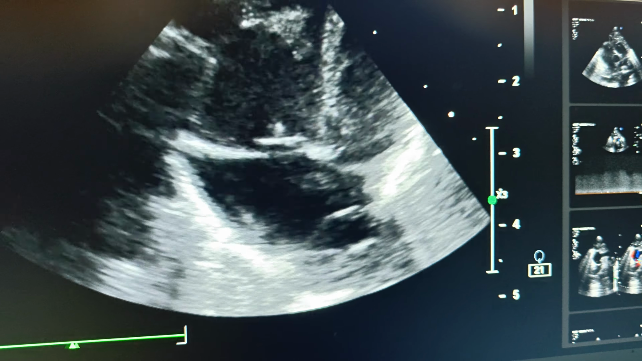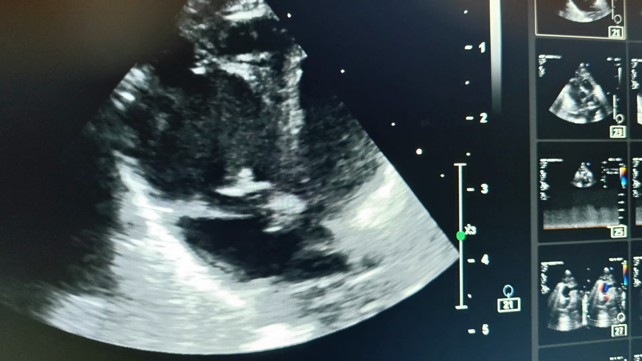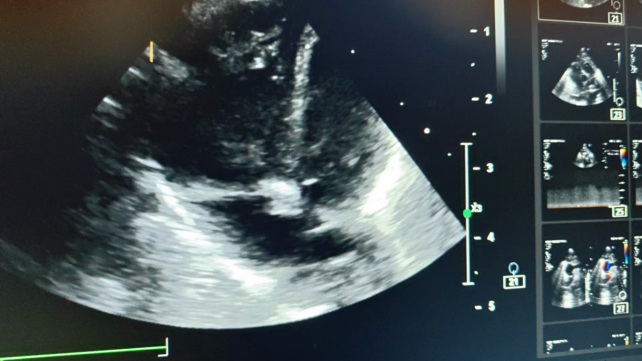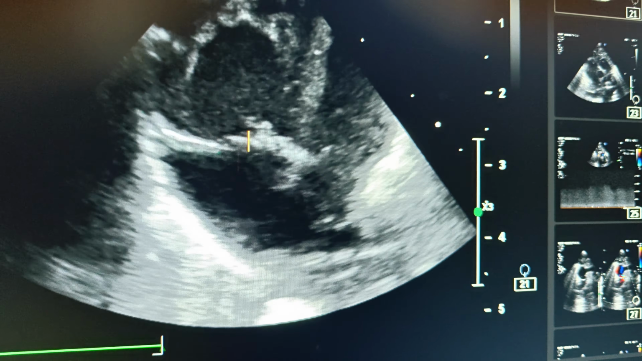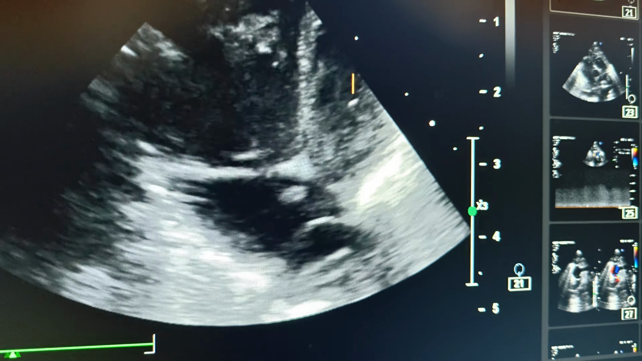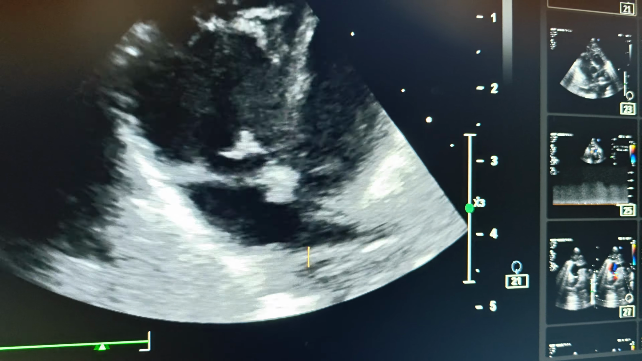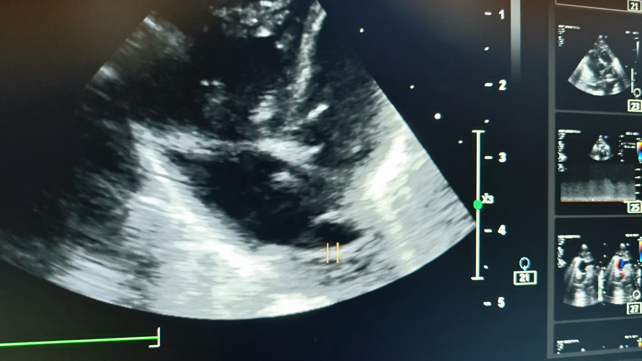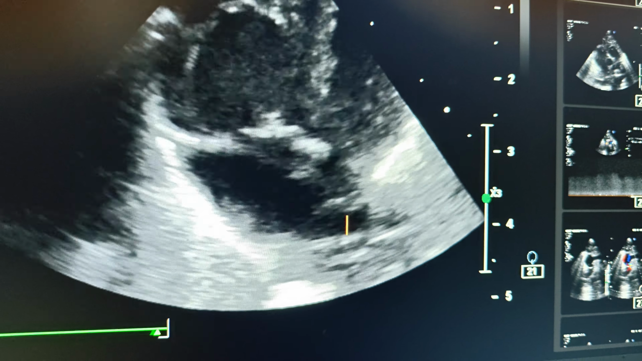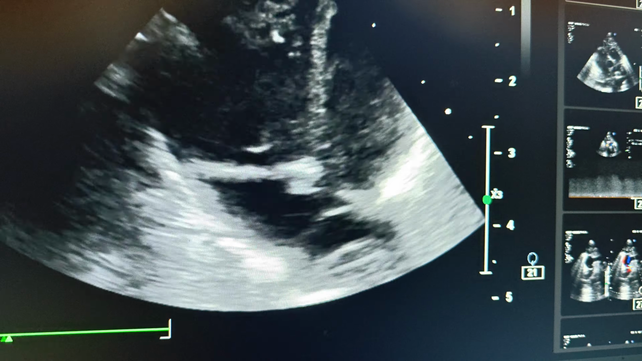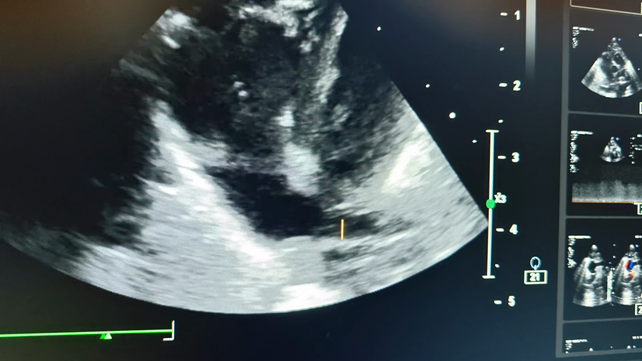This is the case of total anomalous pulmonary venous connection. This is apical 4-chamber view. This is right ventricle, right atrium. This is left ventricle, this is left atrium, and this portion is pulmonary venous confluence. That means all 4 pulmonary veins join together and make this pulmonary venous confluence.